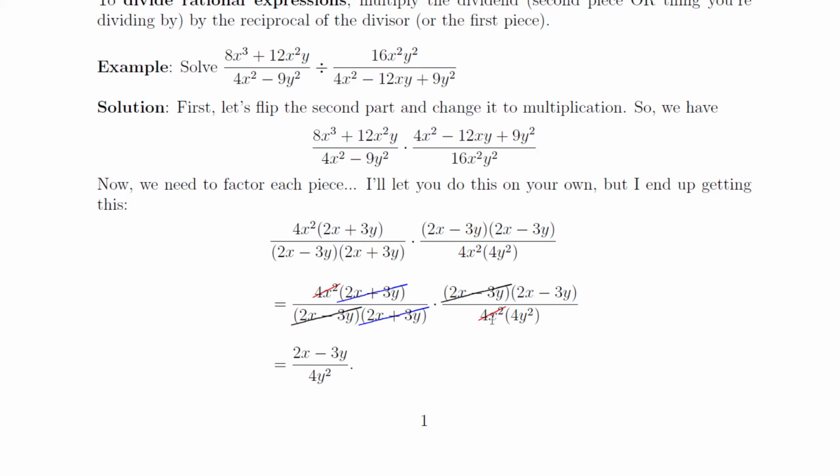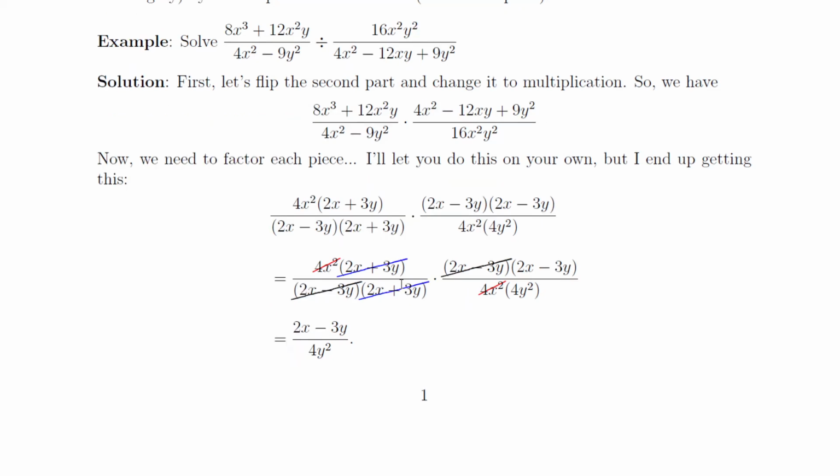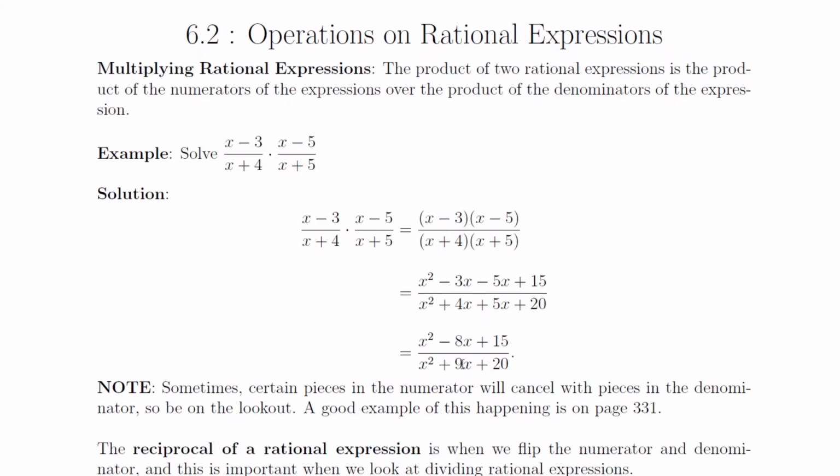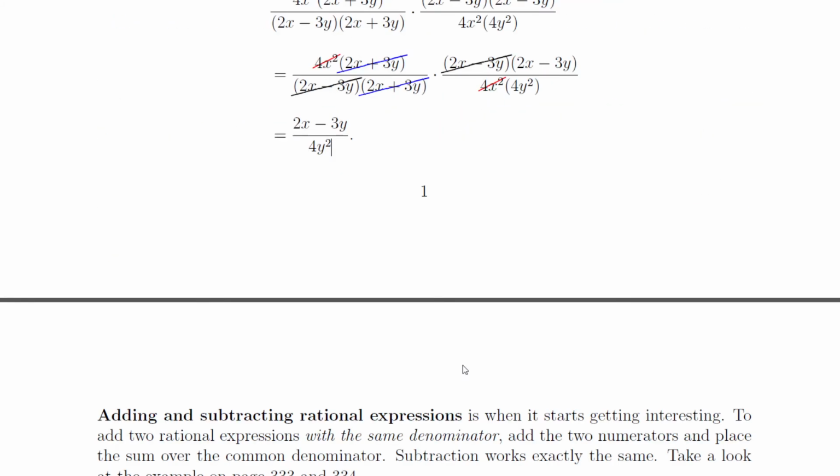So I've got the reds matching the blues and the black lines that are all matching up. And then all we're doing at the very end is seeing what is remaining. So 2x minus 3 is left with a 4y squared, which is left. So this is pretty much how you do multiplication and division with rational expressions.